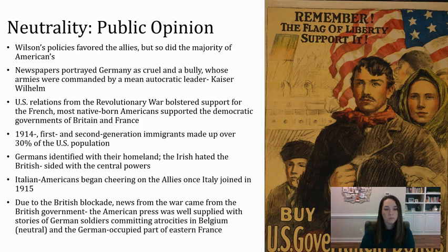So one of the reasons that we were hesitant to get involved is, yes, even though the majority of Americans probably side with the British, you still had a huge chunk of the population, like 30% or more, that might have identified with the Central Powers. So if you look at the German immigrant population, the Irish hated Great Britain. We had a lot of Irish immigrants.